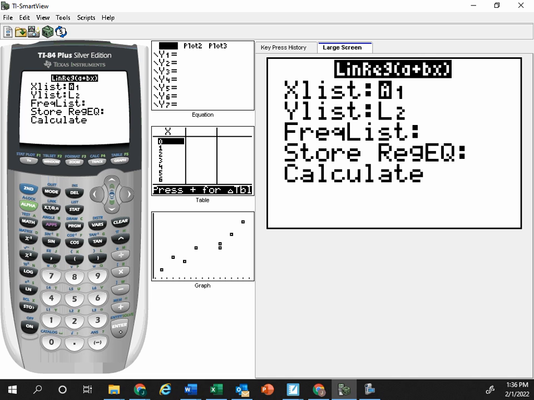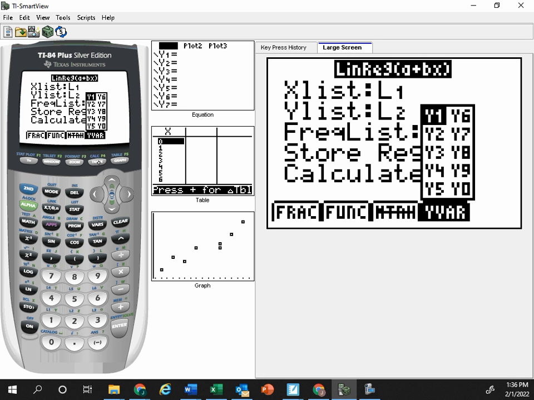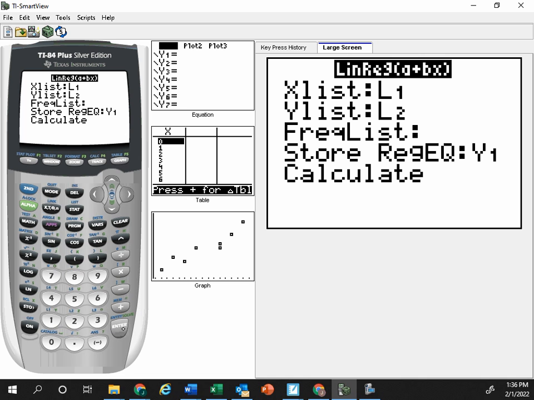You've got your X list, your Y list. Frequency list we don't have. Store the regression equation. If you want to see what the line of best fit looks like in your scatter plot, this is where you'd want to use storing this in a y equals. So we have a shortcut. If I do alpha, I always forget which one it's under. Yeah. Alpha trace, you don't even have to do stow. If you just put alpha trace and pick the y1 where it says store regression equation, you see that right here? Okay. Then it will store it in the y1 for you. Go ahead and hit calculate.